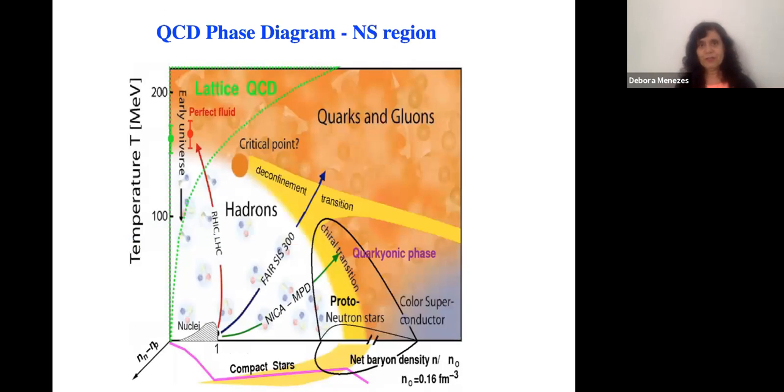So just to finish, this is the QCD phase diagram, and I want to show you the neutron star region. So you can see that we have these compact star regions, we have these proto-neutron stars and quark stars. So the density is very high. This is around 6 to 10 times nuclear saturation density, and nuclei are here around 1. So you can compare the densities which are involved. So those are really very dense objects.